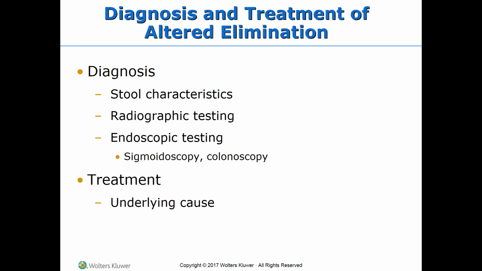Diagnosis is through studying the characteristics of the stools, having x-rays or any other imaging study, which includes CT scans, MRIs. You can perform endoscopy as well of the sigmoid or of the colon. You can take samples, biopsies, and treatment will be, of course, to treat the underlying cause. Now let's move into specific problems.